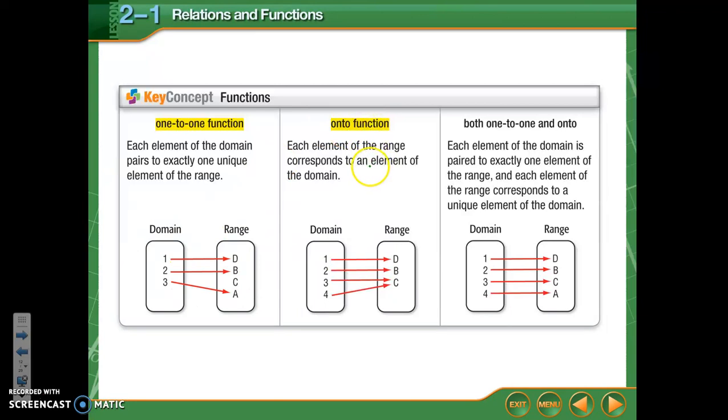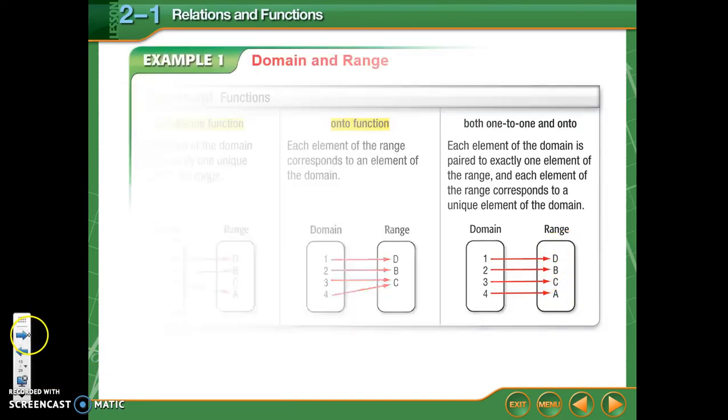An onto function basically just means that we use every element of the range. So if you look in this first example, C was not used. So this is a one-to-one function, but it's not onto. Onto means that however many range values I have, I use them all. And something could be both one-to-one and onto. That would be this picture. So each domain only goes with one range, and I don't repeat the ranges, and every range value is used.